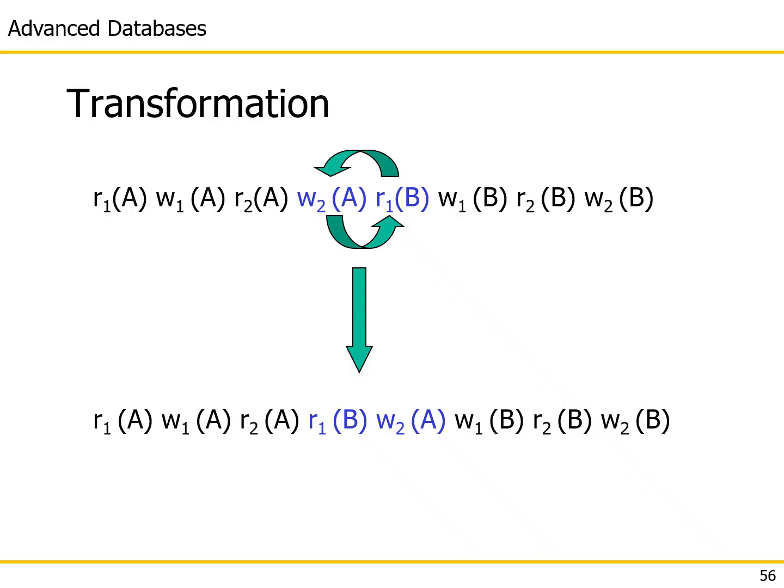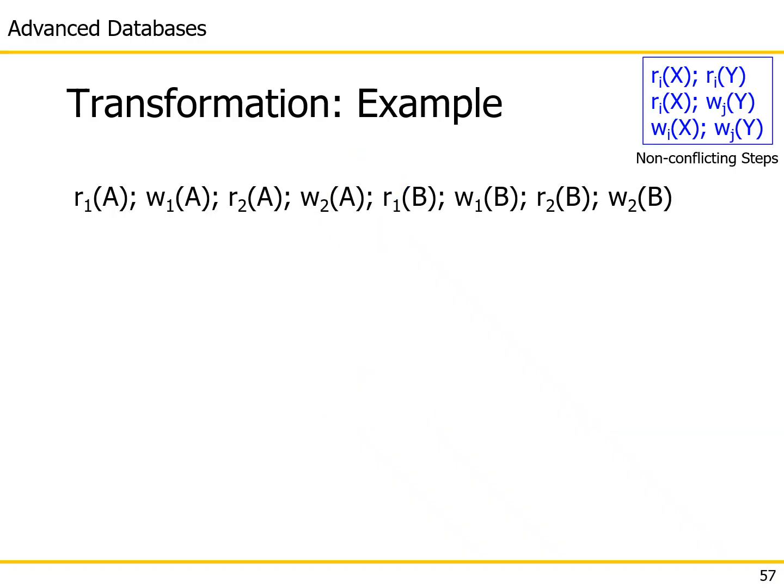They have to be adjacent. Now, I will show you here an example in reverse, because if what I'm saying is correct, if I start from any schedule and I keep reversing or swapping non-conflicting steps, I will end up with the serial schedule I started with. Okay? So let's do that.